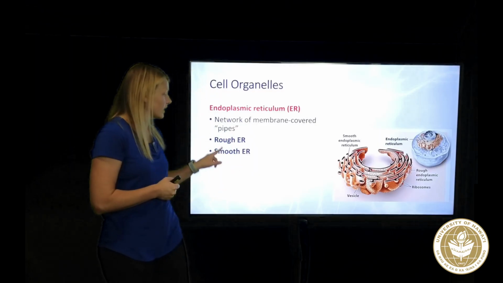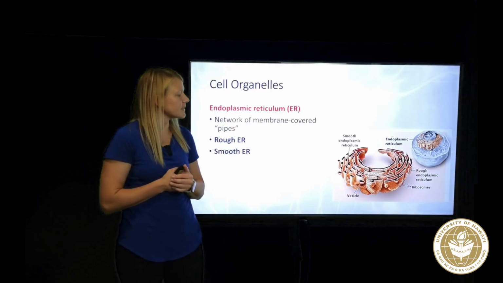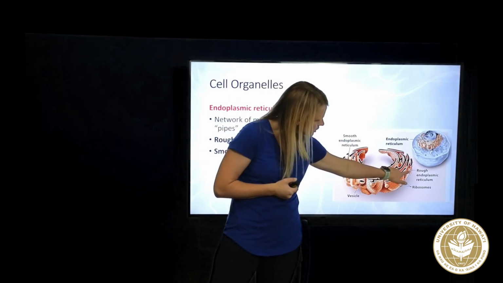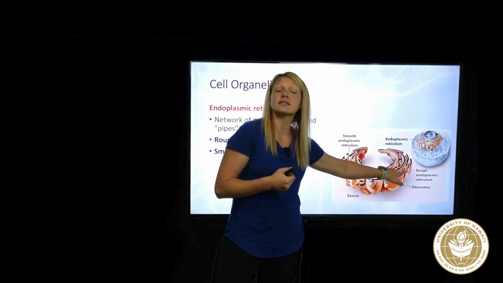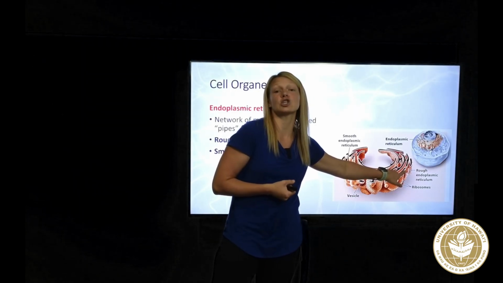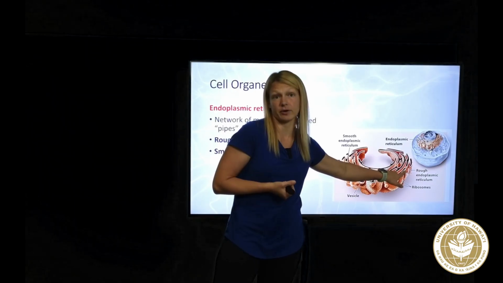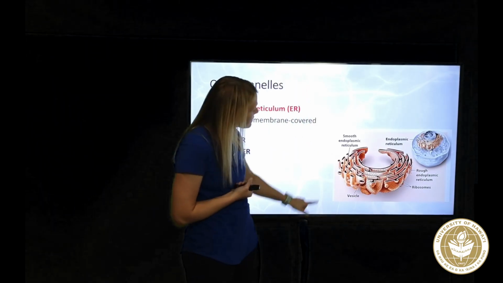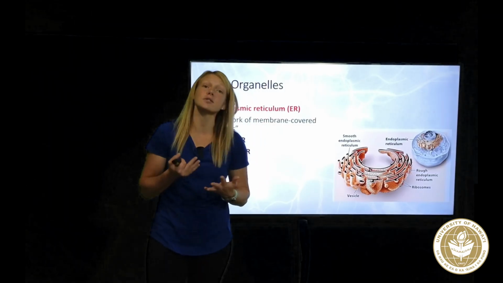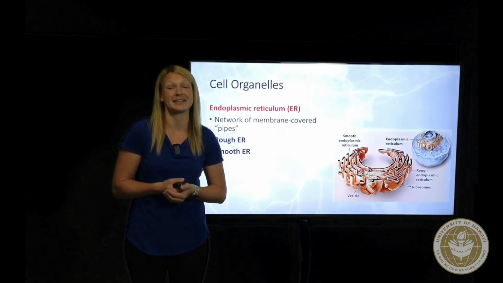So the rough ER is going to be studded with these little ribosomes in blue here. So this is your rough ER. The ribosomes are necessary to make proteins. So that is your rough ER, that's where you're going to make the proteins. Whereas your smooth ER over here, you can see it doesn't have those ribosomes. That's because the smooth ER is where we're going to make lipids.